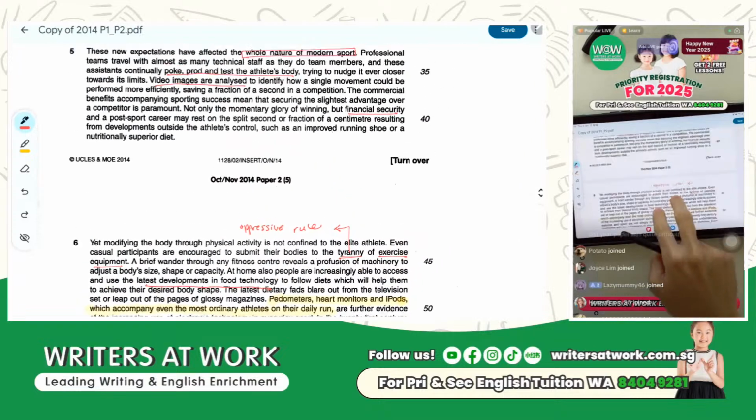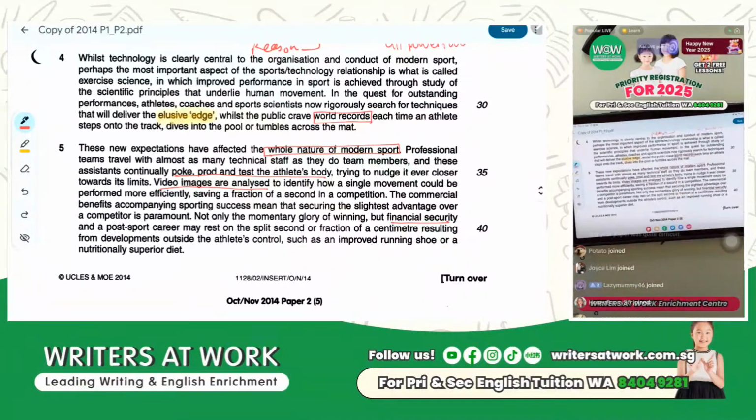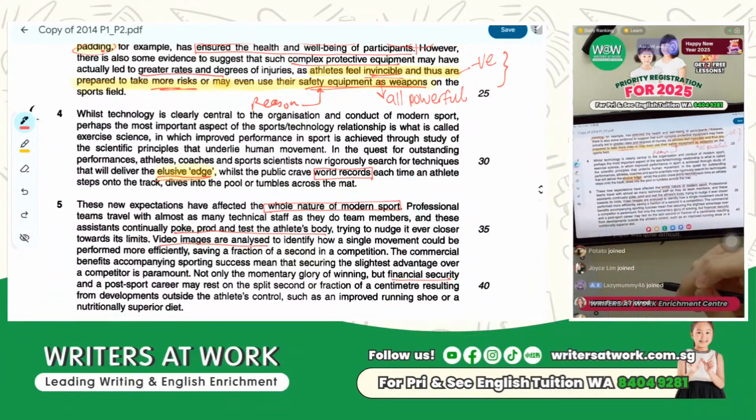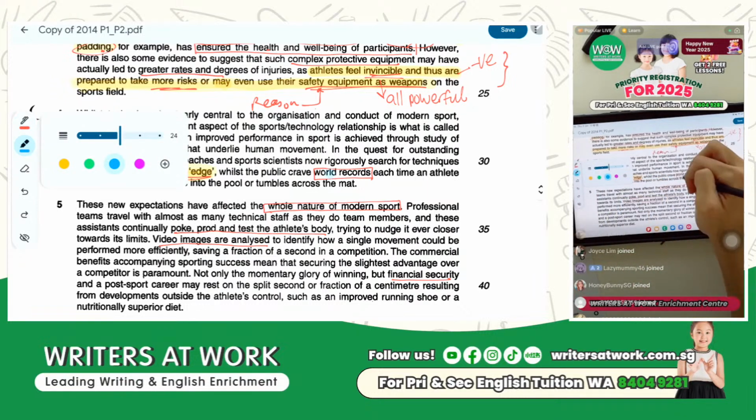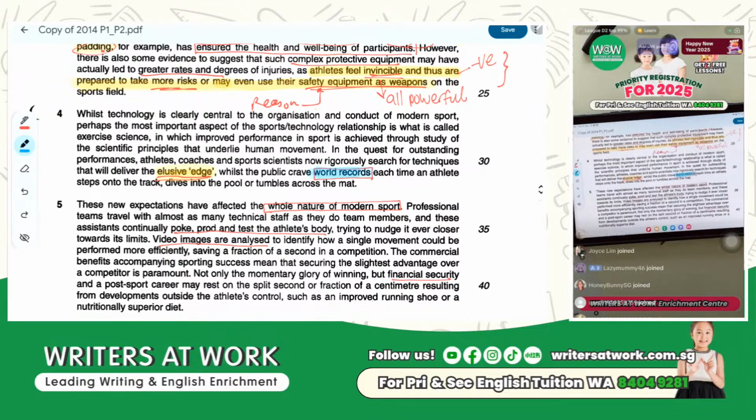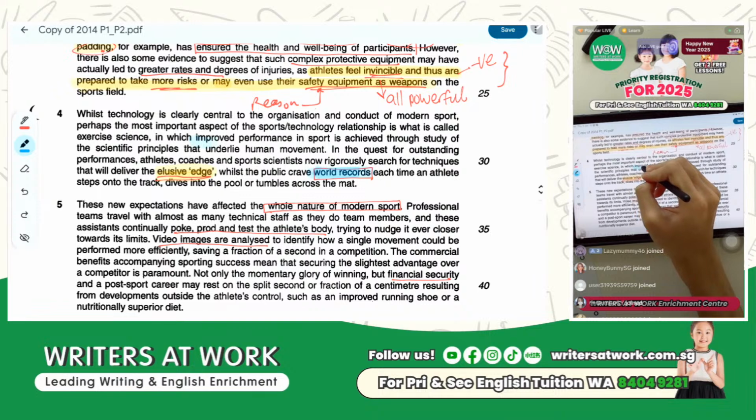All right, so you can see in question 31, right, line 31 here, deliver the elusive edge. So from here, this paragraph itself, you can already more or less gauge where they talk about elusive edge. They give you certain examples, right? World records. Through the study, so when you talk about world records, and you can see conduct of modern sports, improve performance. So you can see that this really means that you want to be better than somebody else.